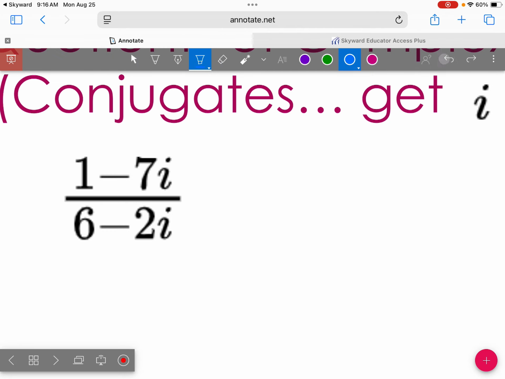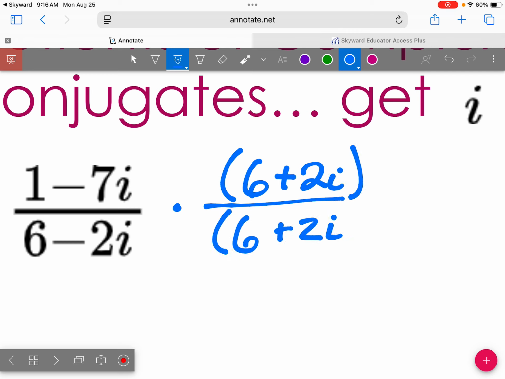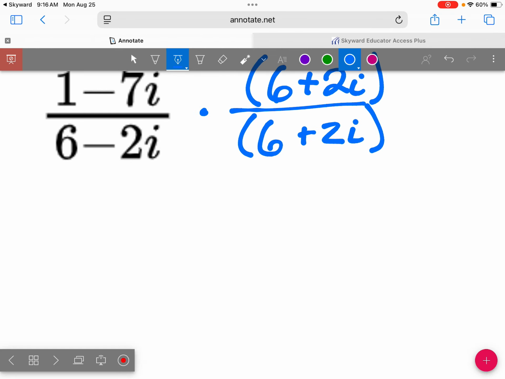Whoa, wrong pen. Wrong again. What are we going to multiply this one by? 6 plus 2i over 6 plus 2i. Yes, absolutely. Perfect, the conjugate. We're going to multiply these out.